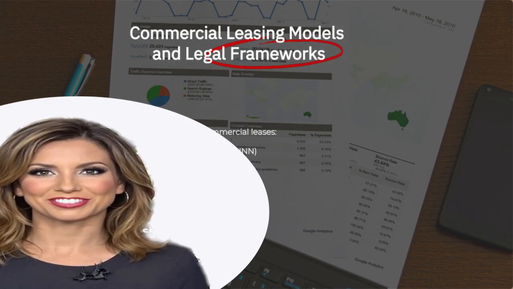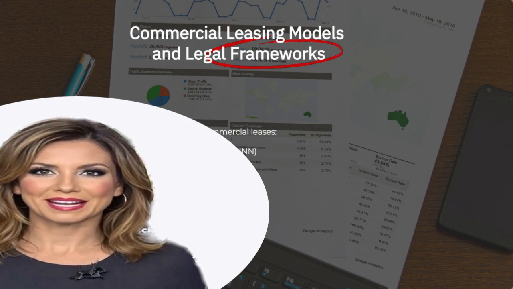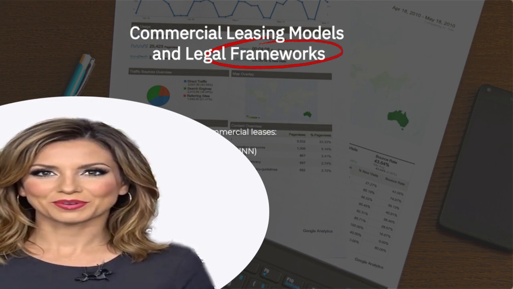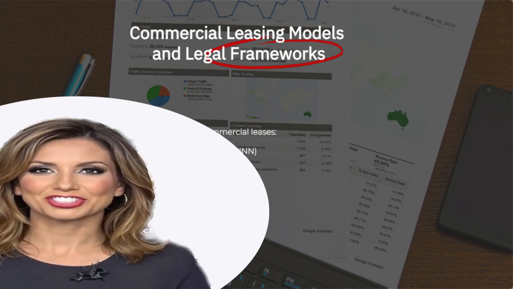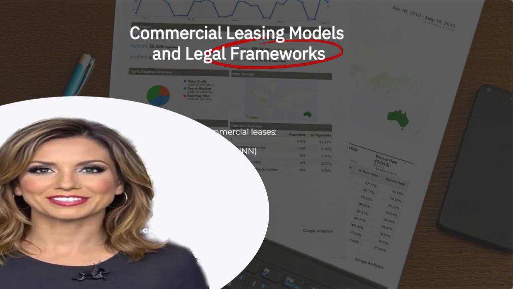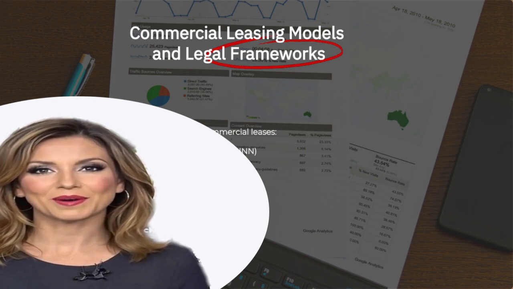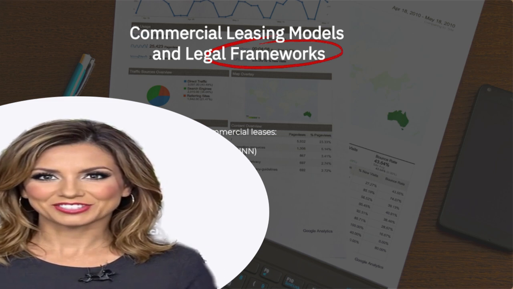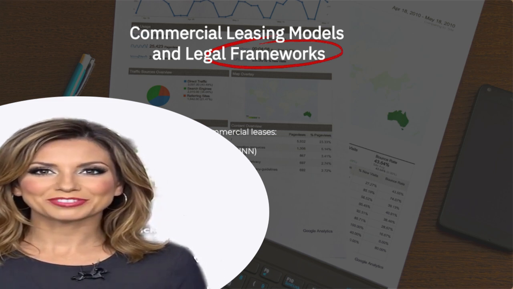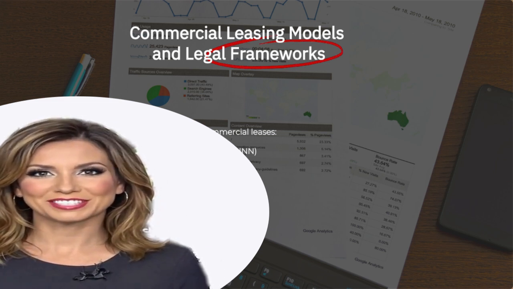Commercial leasing models and legal frameworks. Types of commercial leases: triple net lease, NNN, gross lease, modified gross lease, percentage lease. Key legal documents: letters of intent, LOIs, commercial lease agreements, lease escalation clauses and rent review mechanisms, termination, renewal, and default clauses.